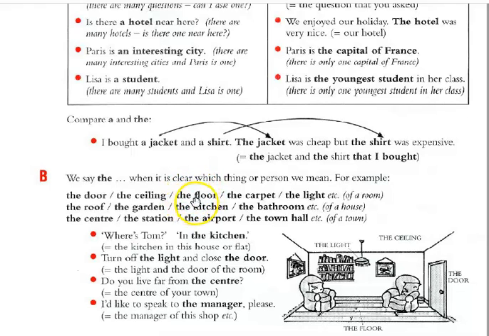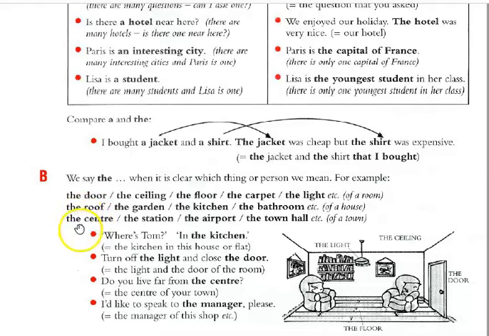The floor, again, the floor of the classroom. The carpet in the classroom. The light in the classroom, etc. Okay, the roof of the house. The garden. Where's John? He's in the garden of my house. Where is Mary? She's in the kitchen. Again, there's only one kitchen in my house, and we know this, the kitchen. The bathroom. Peter is in the bathroom of my house.